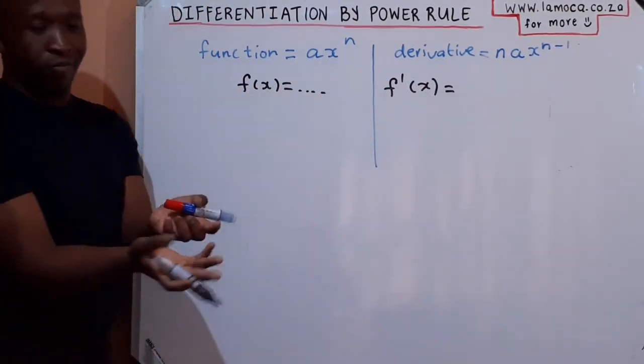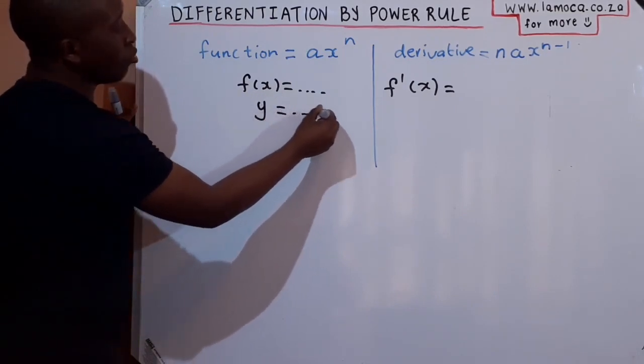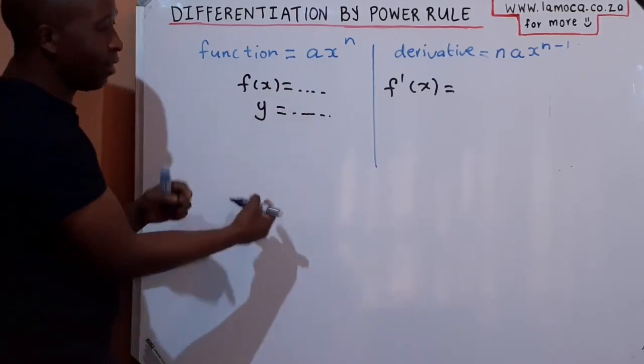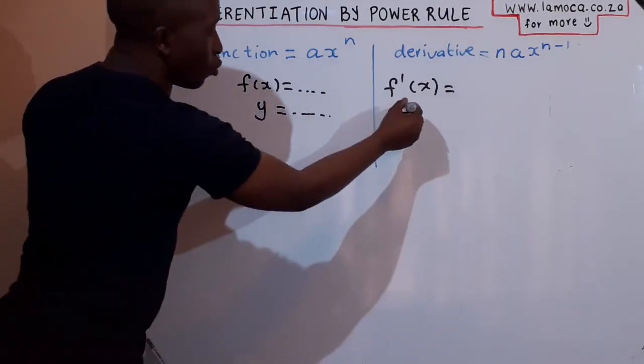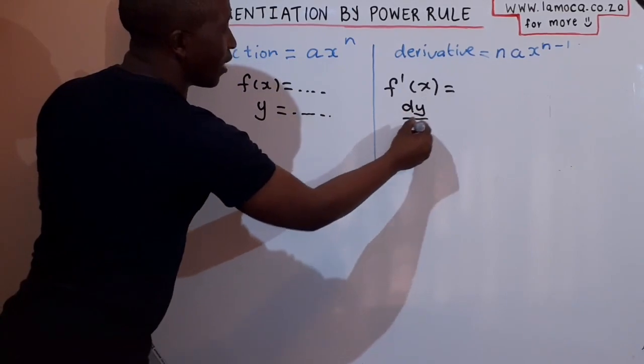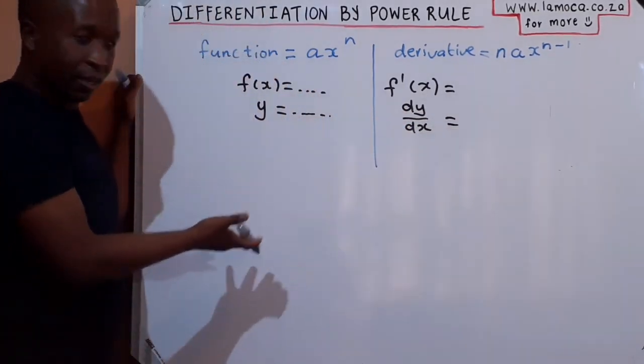Sometimes we don't give you f, we give you a function in the form of y. So we'll say to you y equals something. And when you differentiate that, the derivative will be the change in y over the change in x. But we write it as follows: dy divided by dx equals whatever you're going to get from the derivative.